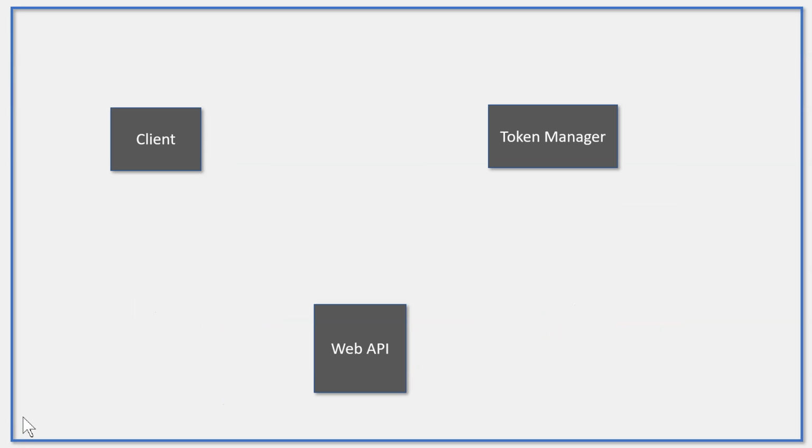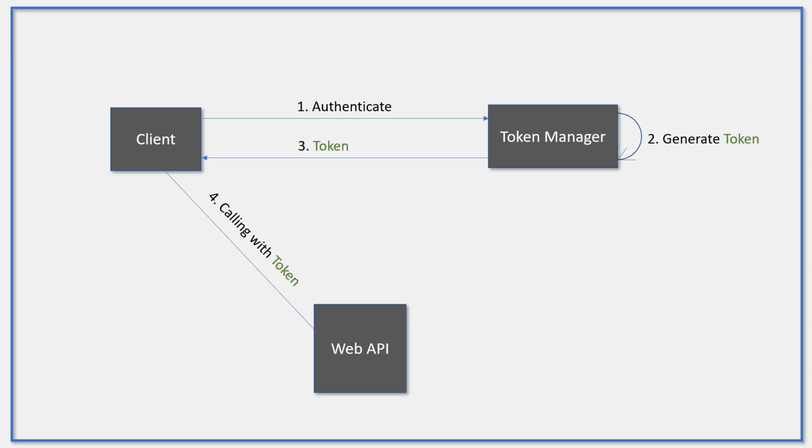First, let's quickly go over what we talked about in the previous episode. This is the custom token authentication scenario. The client will first authenticate against the token manager, and then the token manager will generate the token and return the token to the client. For every subsequent Web API call, the client will call the Web API with the token, and the Web API will then verify the token against the token manager, and the verification result is returned, and if it's successful, then the API result is also returned.